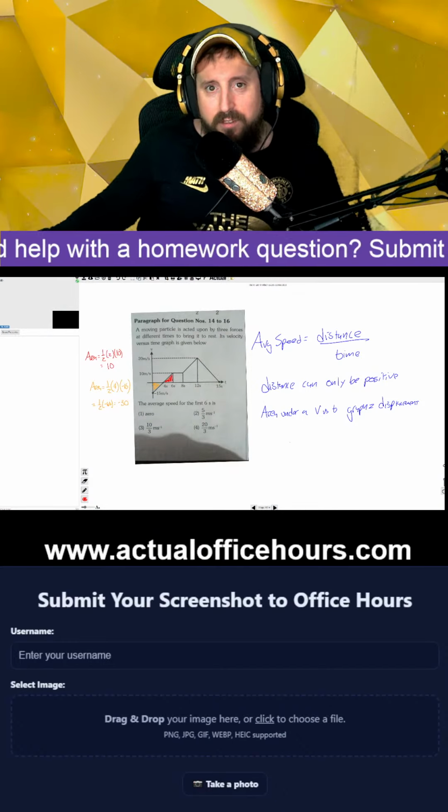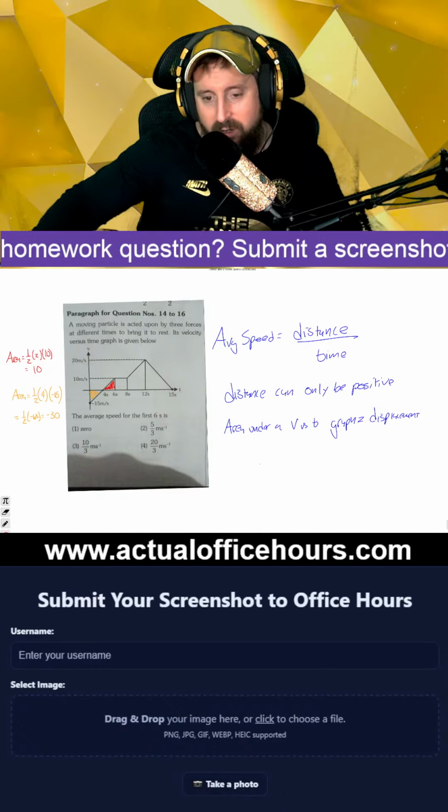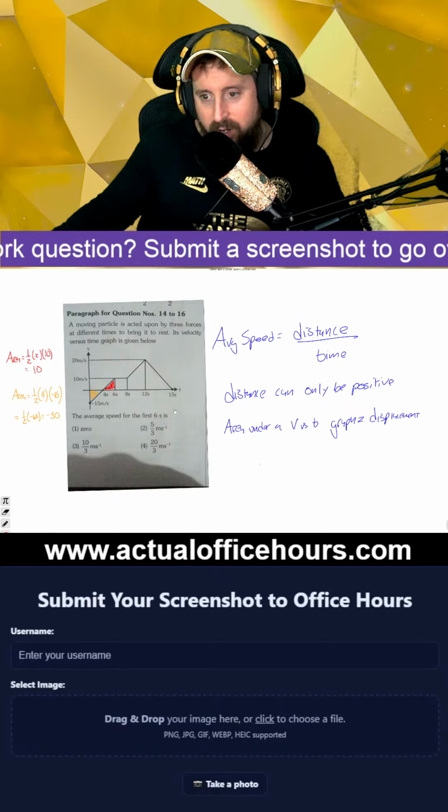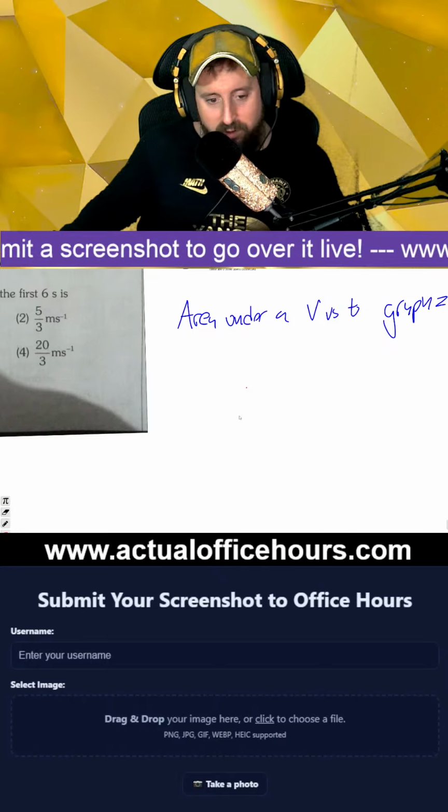Is it weird that I was taught physics without area? No. I mean, it's not weird, but area is also the integral. This is, in fancy math terms, integral.